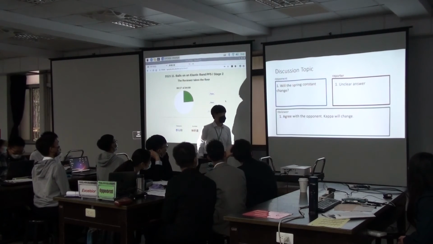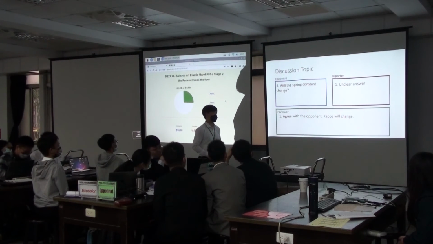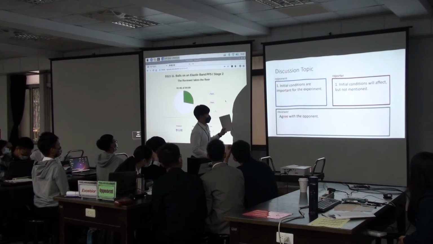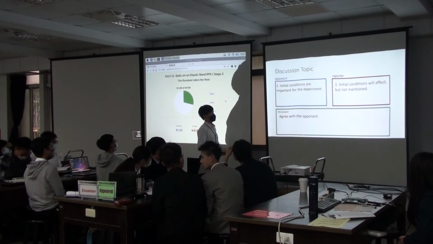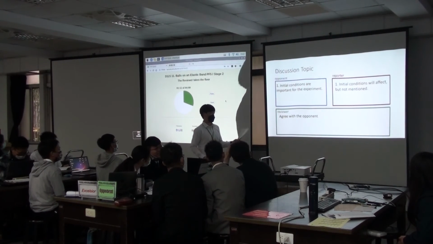Here are the discussion topics. The opponent asked whether the spinning frequency changes, and the answer was unclear. Our opinion is that we agree with the opponent on how it changes. Another question from the opponent was that initial conditions are important for experiments, and the reporter mentioned initial conditions for this. We agree with the opponent.